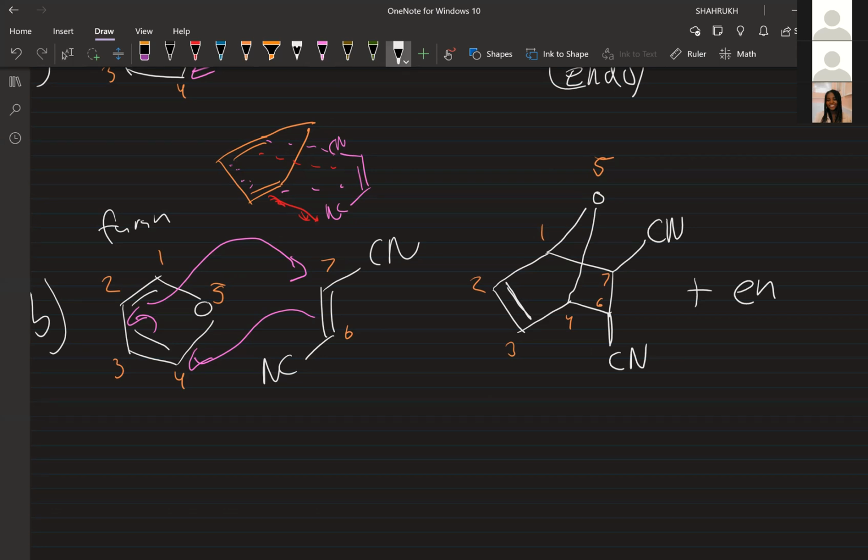Because if we drew the other product, you'll see the CN would be exo on carbon 6, and the CN would be endo on carbon 7. And that would just be the enantiomer of this entire structure. So the other structure is just the enantiomer. Okay, let's do another one.